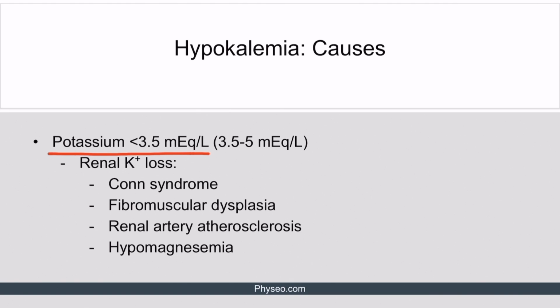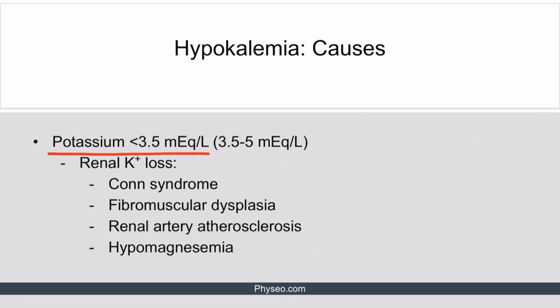Let's first talk about the causes of renal potassium loss. Patients with Conn syndrome can have hypokalemia because they produce excessive aldosterone from the adrenocortical tumor. Aldosterone stimulates potassium secretion from the principal cells of the collecting tubule. Fibromuscular dysplasia and renal artery atherosclerosis are examples of secondary hyperaldosteronism. Decreased renal blood flow activates the renin-angiotensin-aldosterone system and causes hypokalemia by the same mechanism that we have already explained.